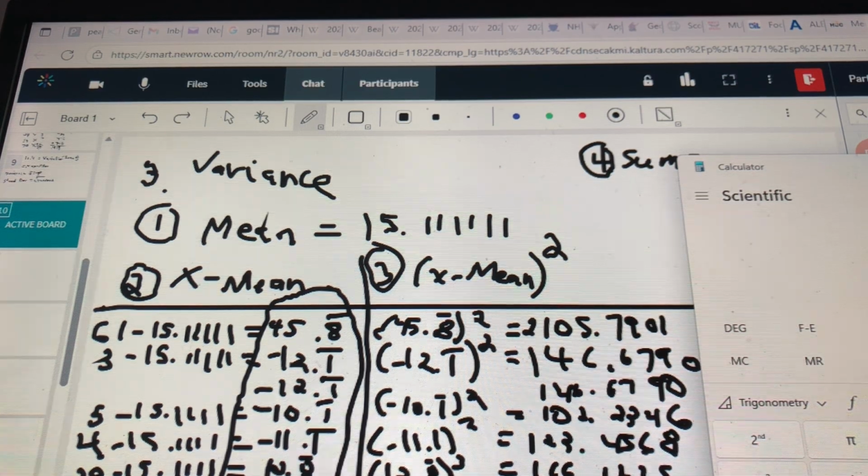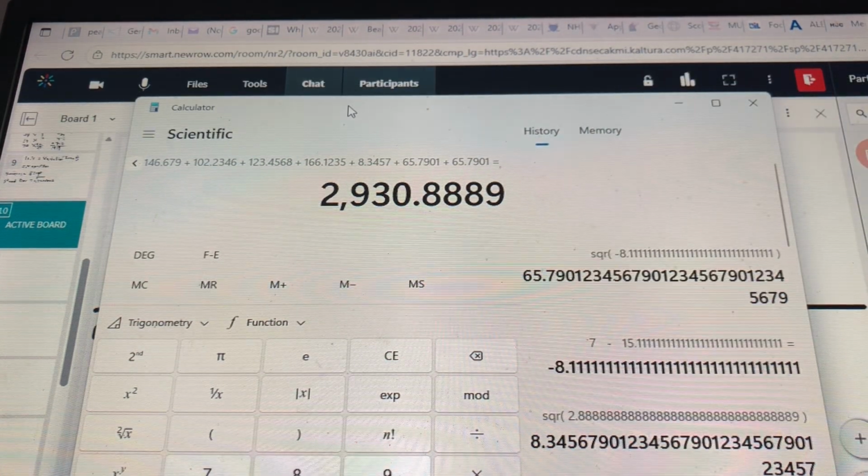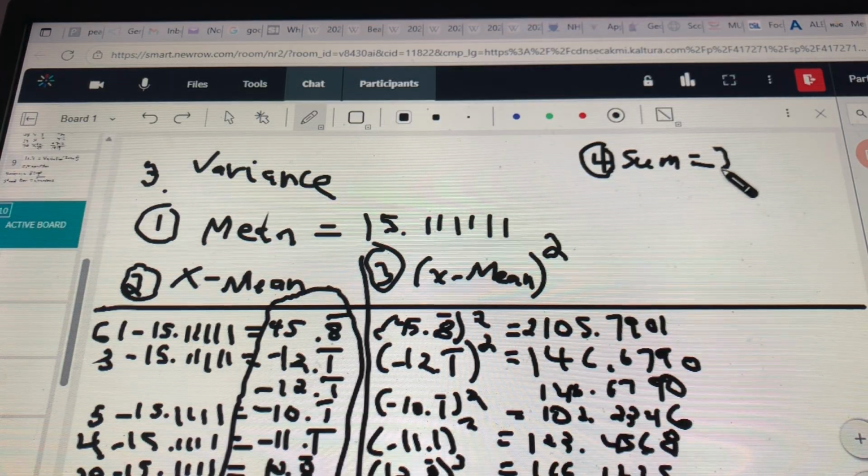2105.7901 plus 146.6790, and then I have another one of those, 6790, 102.2346, 123.4568, plus 166.1235, 8.3457, and two different 65.7901s. The sum is 2930.8889.